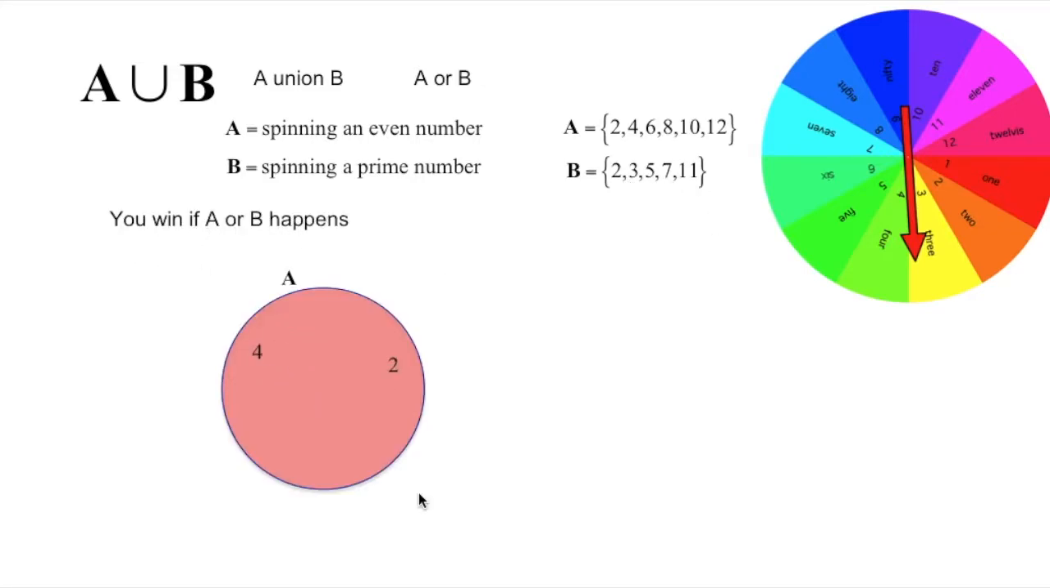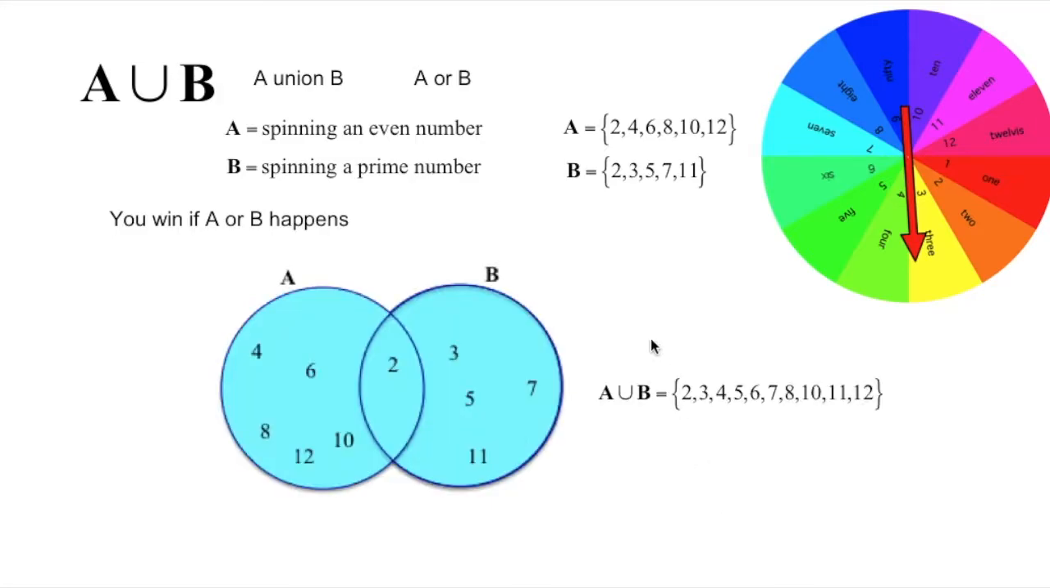If A is 2, 4, 6, 8, 10, 12, and B would be, we already have the 2 there, 3, 5, 7, and 11. You win if either comes up. So it's just basically this whole space here, like that. So A union B would be take them all together. Think of union, to unite them, to put them all together. A union is when people all get together on something. You win if 2 or 3 or 4 or 5 or 6 or 7 or 8 or 10, 11 or 12 comes up. Union is all together, and we can think of it as or. You win if A or B comes up. Or you can think of it as you get to keep what's in A or in B.